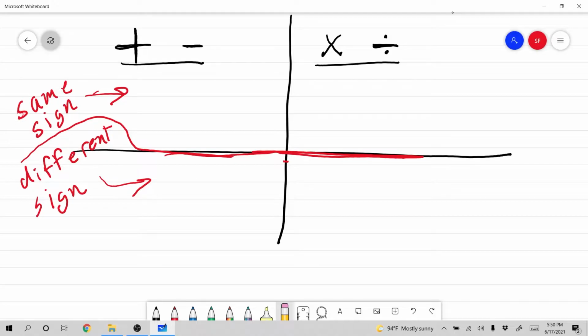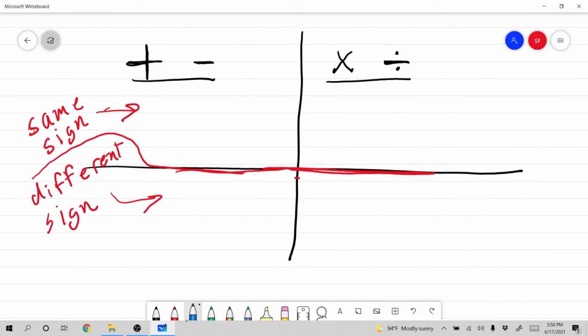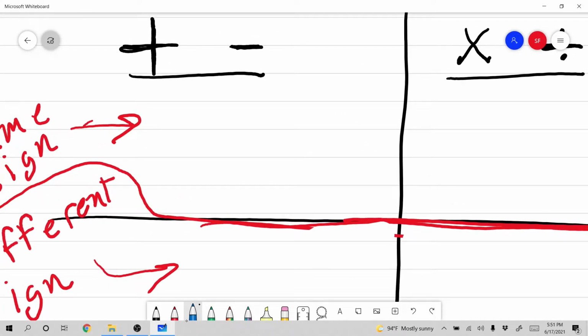So, for same sign on addition and subtraction. Let me make the pen a little bit easier. That makes life better, right? Addition and subtraction: if the signs are the same, then we add and keep the sign.